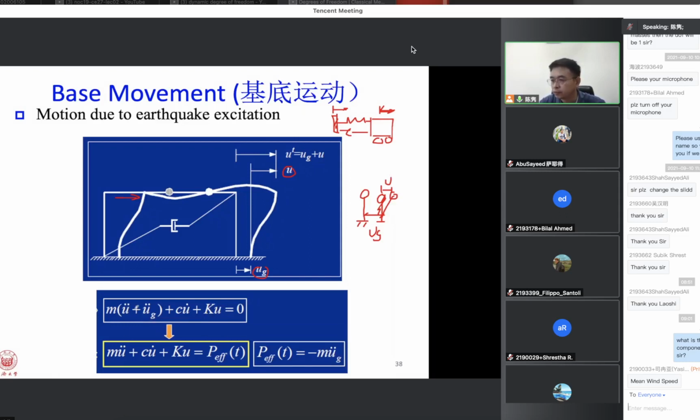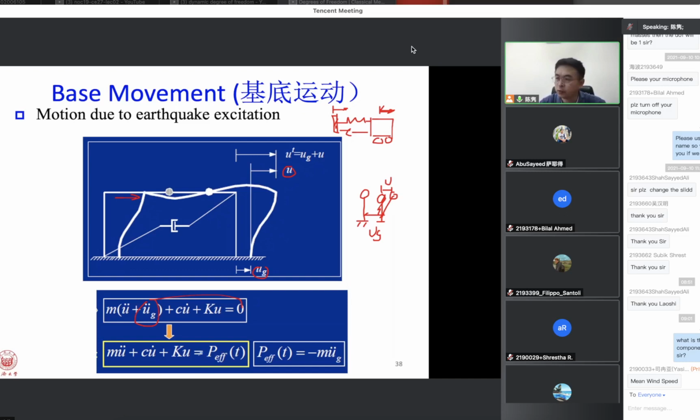And if we rearrange this equation, we put this u g term to the right side of the equation, which is minus m u g two dots. So this is the final equation for the base movement.